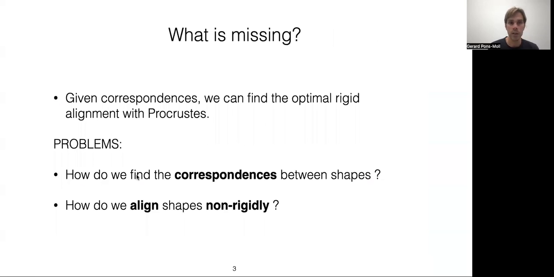So what we saw before is the Procrustes algorithm, which gave us the optimal rigid alignment between shapes. But the problem is, how do we find the correspondences between the shapes? We assumed that we know the correspondences. We didn't talk about this. But this is typically not known. And even if we know the correspondences, how do we align shapes non-rigidly?